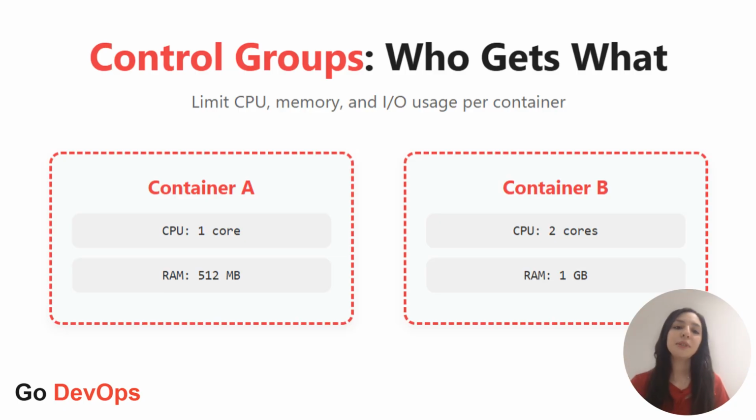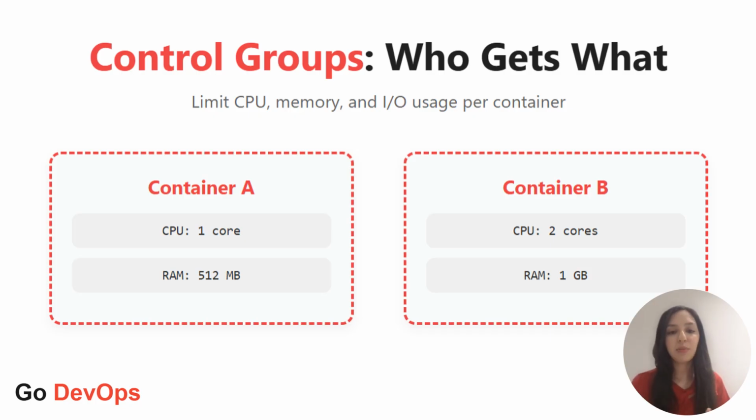And now for cgroups. When multiple containers run on the same host, resource sharing becomes a critical challenge. This is where control groups, or cgroups, come in. It's a powerful feature built into the Linux kernel. cgroups allow us to precisely allocate, monitor, and limit resource usage for each group of processes, which in the context of containers means each individual container. With cgroups, we can define how much CPU time, memory, and even bandwidth each container is allowed to consume.